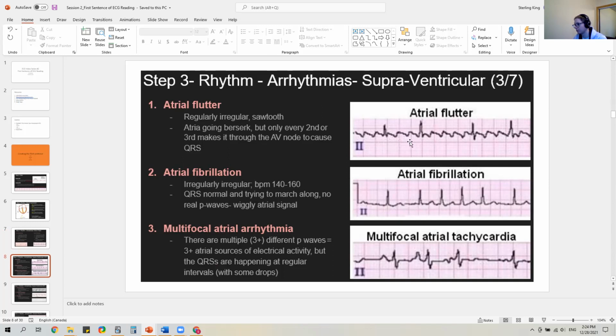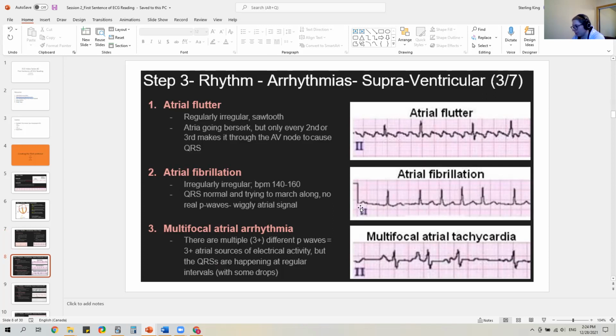Some of the other rhythms, so there's atrial flutter, and basically it really stands out because there's always all these little sawtooth edges. So it goes like P, P, P, Q, R, S, P, P, P, Q, R, S. And the T is just kind of hidden in there. And the reason why you don't have a whole bunch of QRSs right after every P is because of the AV node delay.